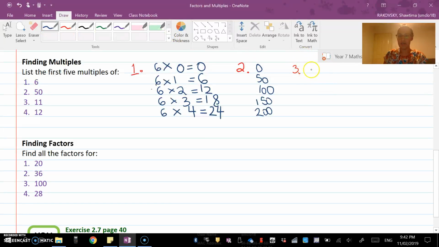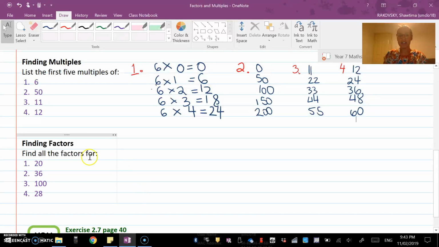Okay, and then that one, I'm going to start with, so 11 times 1, 2, 3, 4, and 5. Okay, and you can get the gist there. So, and everyone knows that I'm not that great at my 12 times tables, but I'll give that a crack anyway. So that would be 12, 24, 36, 48, and 60.